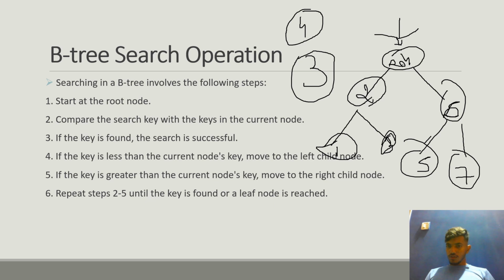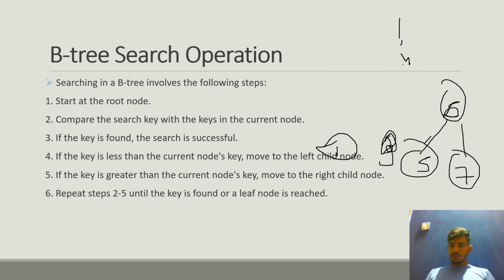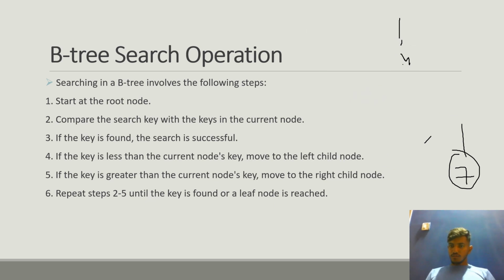So here we have 3, so it is found. By this way, we will search. The search operation will be done in the B tree. Repeat steps 2 to 5 until the key is found or a leaf node is reached. So this is how the search operation is done in the B tree.